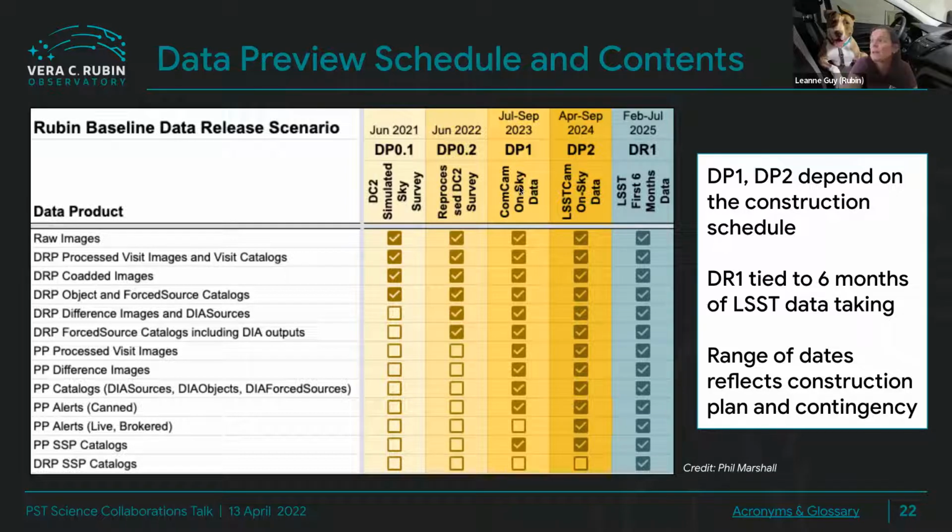The schedule here is very much dependent upon the construction schedule. So Data Release 1 is tied to 6 months of LSST data taking, and the range of dates that are planned here, July to September for DP1. We know that DP0.2 is coming out in June 2022. We're on track for that. Nobody's concerned about this. And DP0.1 did come out in June 2021. So July to September 2023, April to September 2024. This just reflects the fact that the construction schedule is still undergoing changes for many reasons.